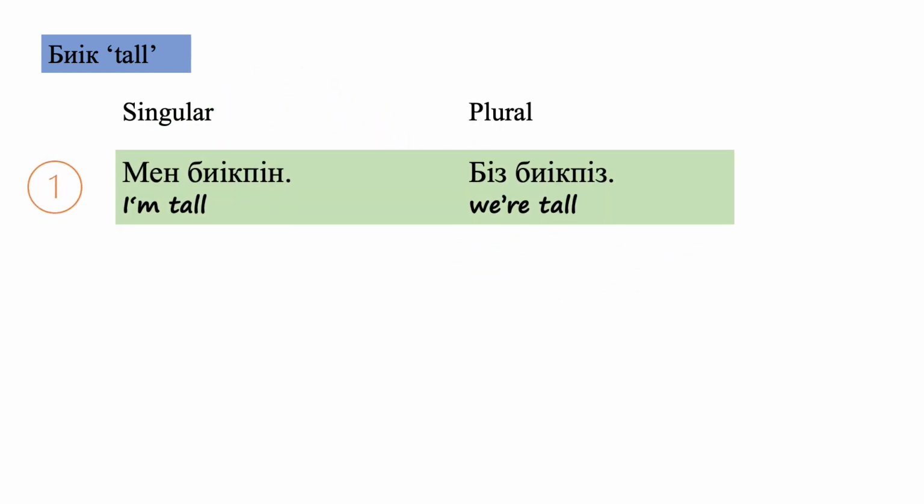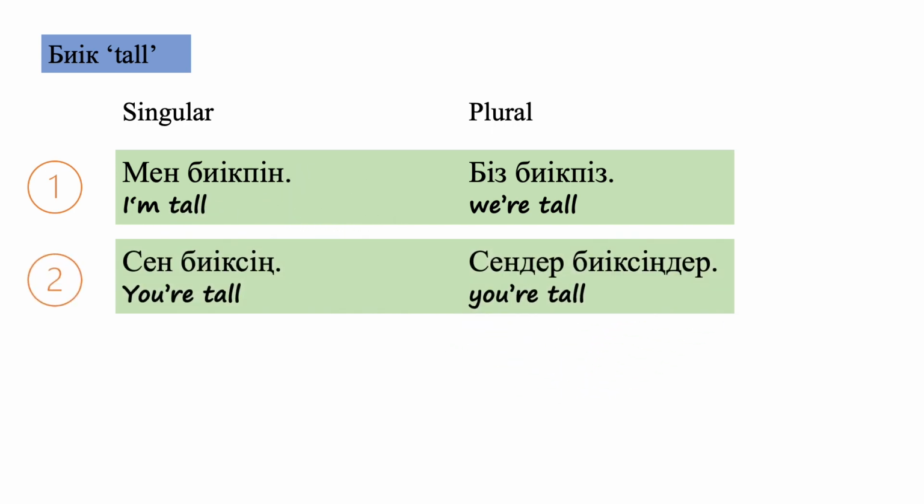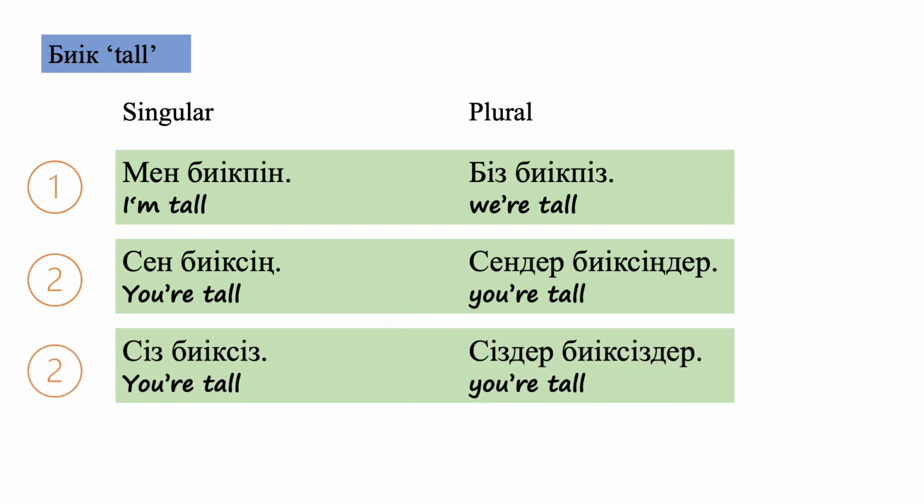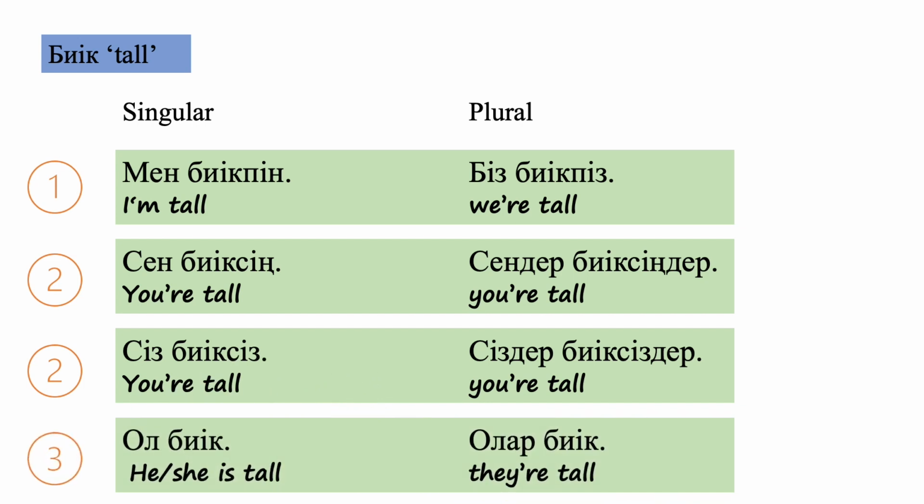The second one is büyük, tall. Its declension should be like this. First person singular, men büyükpін. Plural, biz büyükpіз. Second person informal singular, sen büyüksün. Plural, sendер büyüksіңдер. Second person formal singular, siz büyüksіз. Plural, sizler büyüksüzler. Third person singular, ol büyük. Plural, olar büyük.